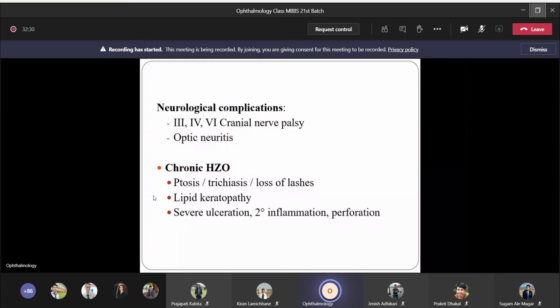In features of chronic herpes zoster ophthalmicus, because this is a chronic case, it will lead to ptosis, trichiasis, loss of lashes, and lipid keratopathy, deposition of lipid in the cornea. Sometimes because of severe ulceration and secondary inflammation, it can also lead to perforation of the corneal ulcer. So these are features of chronic herpes zoster ophthalmicus, where you have ptosis, trichiasis, loss of lashes, and lipid keratopathy, and you have to remember about severe ulceration, which can lead to perforation.